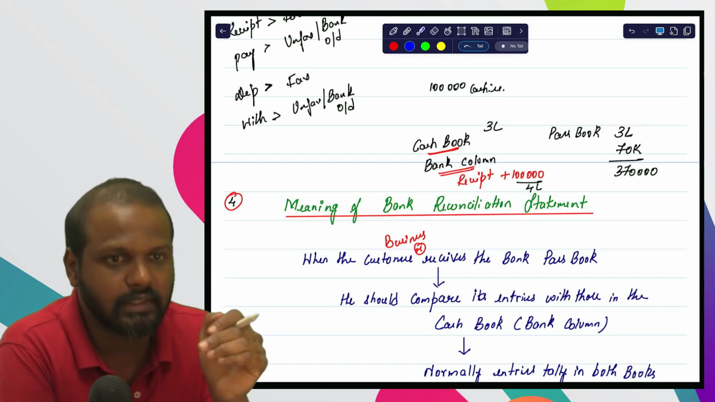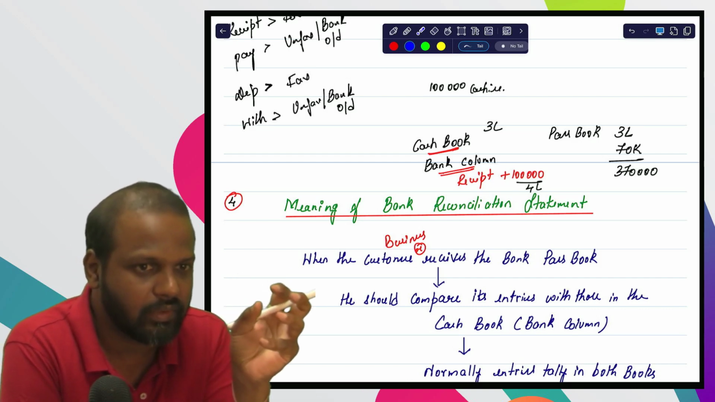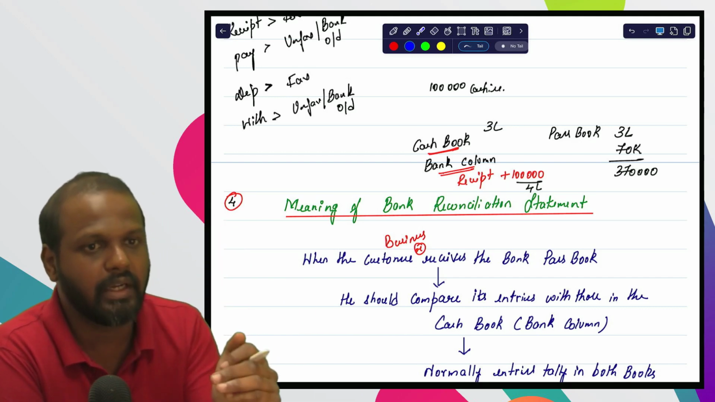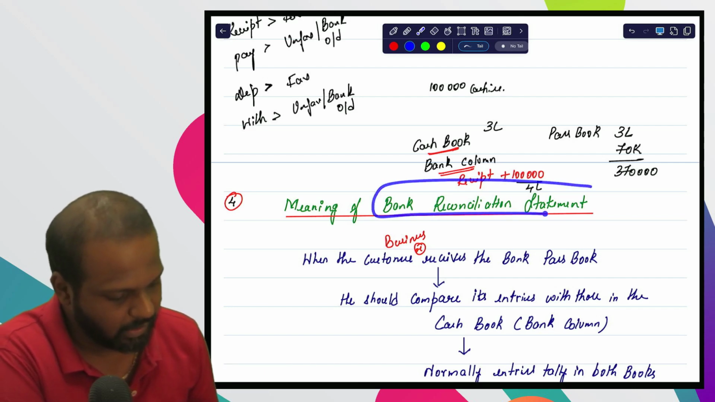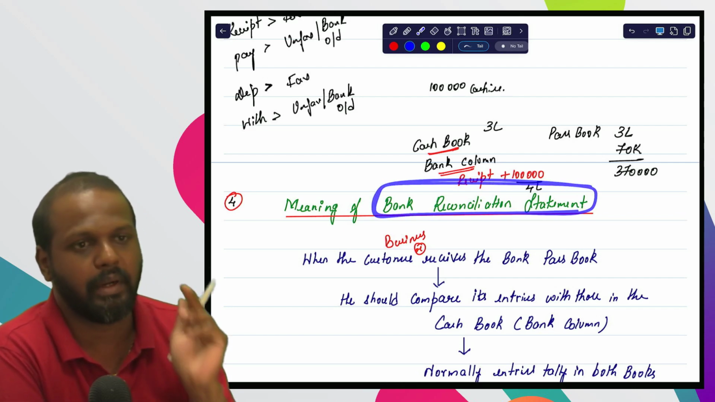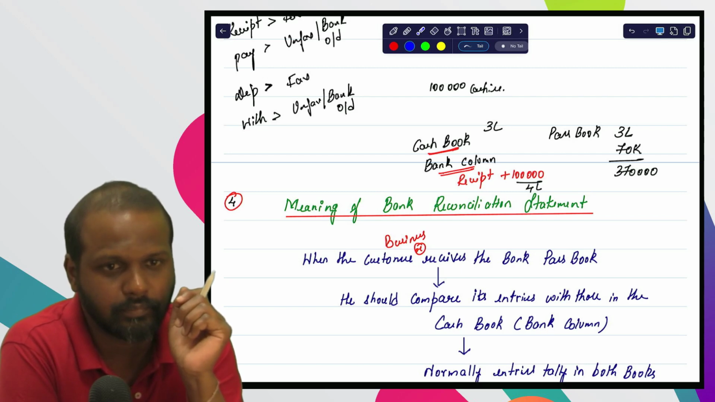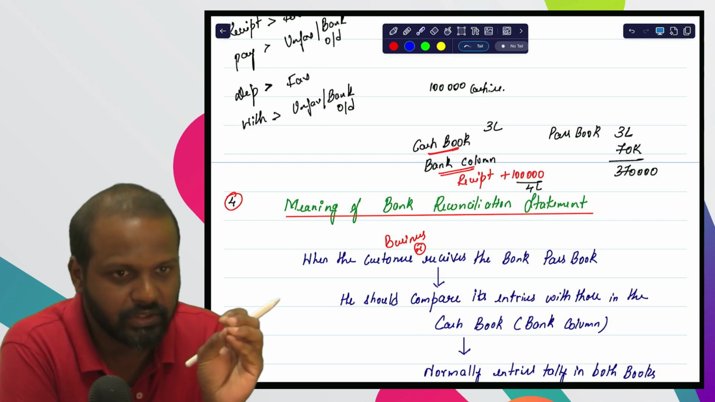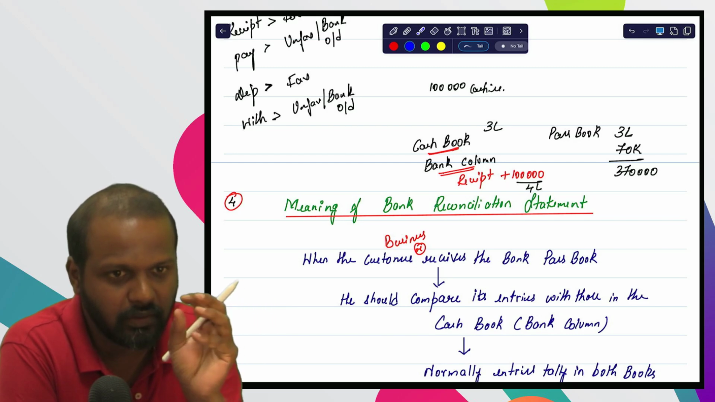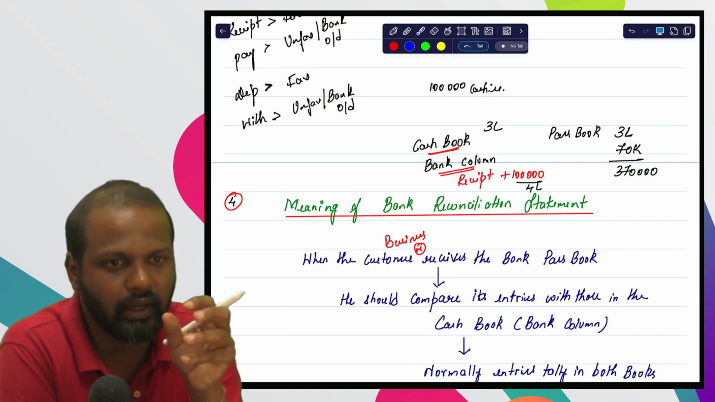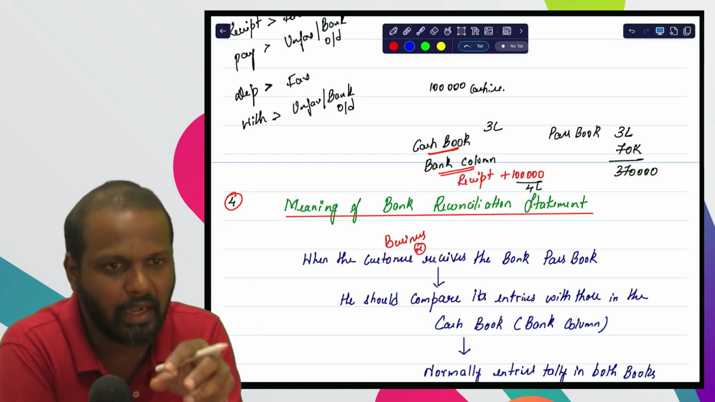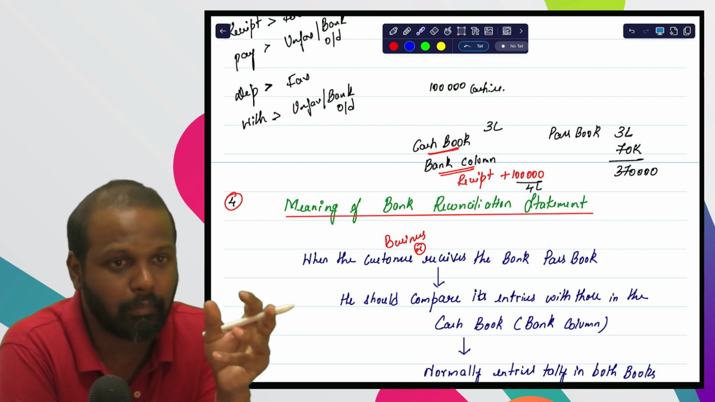So what all reasons are there? This 4 lakh is not tallying with this 3,70,000. That all you write in a sheet of paper, and the name of that paper is going to be called BRS, Bank Reconciliation Statement. Bank Reconciliation Statement is just a statement prepared to find out the reasons why the cash book balance is not tallying. Bank balance as per cash book is not tallying with the bank balance as per passbook.